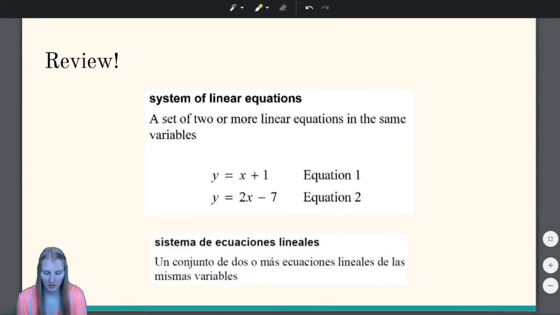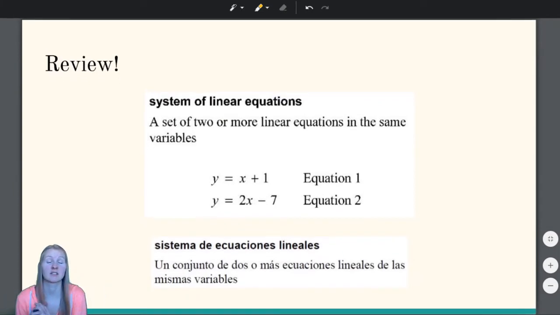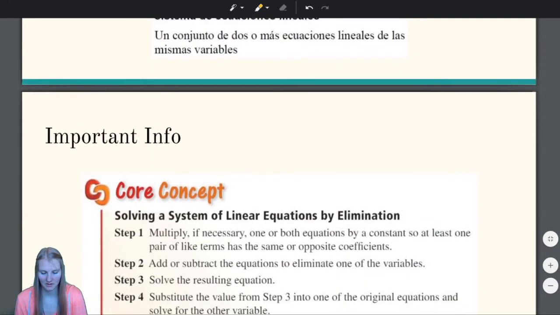Let's remind ourselves what a system of linear equations is. It is a set of 2 or more, but in this class just 2, linear equations in the same variables. So we have y and x, not y and x and z and q or something like that. Just x and y. All right.